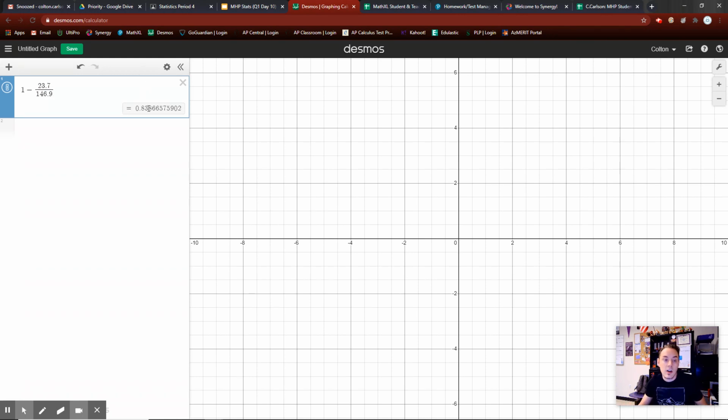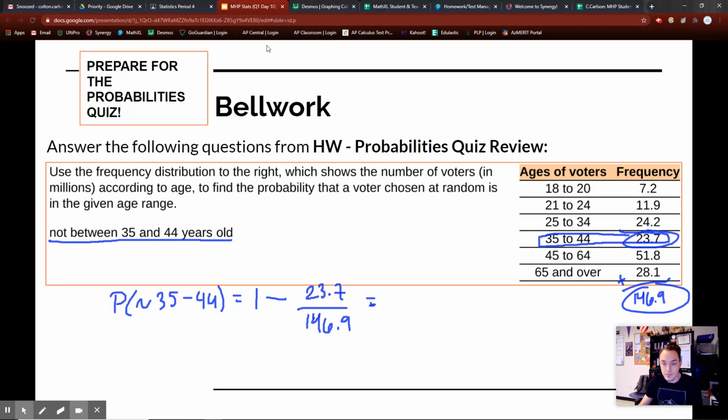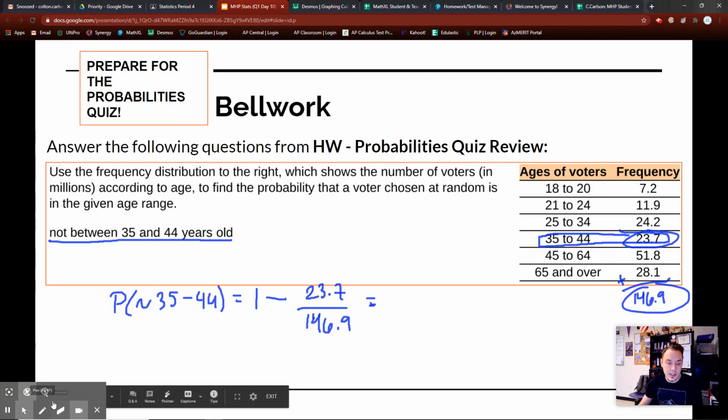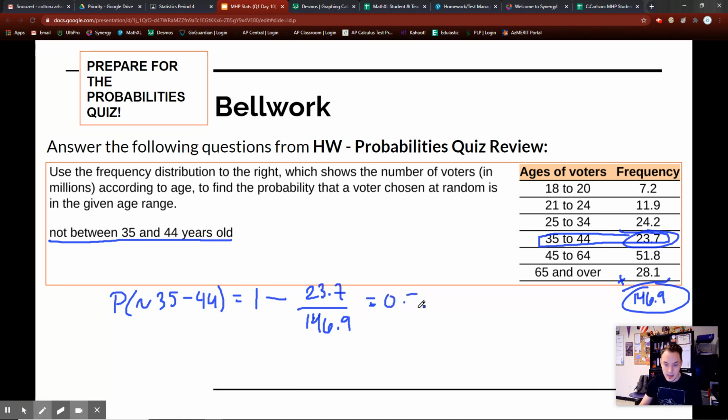I get 0.8386, or around 0.84. Okay, so let's go back. Make sure you get that answer. Pause the video if you need to. And my answer here is going to be 0.8387 when I round it to the 4th decimal place.